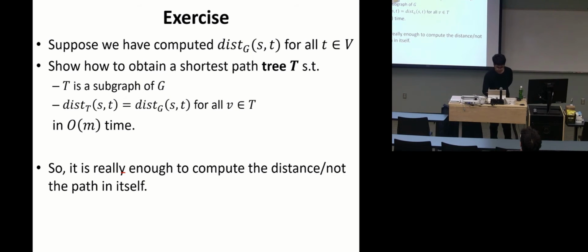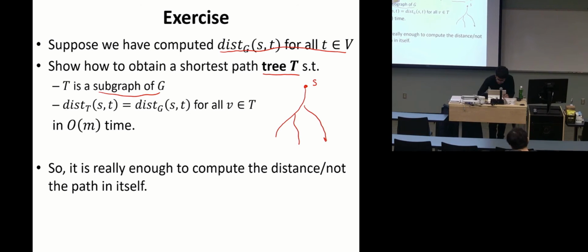Okay. You have computed the distance from S to every node. It's just a number for each node. How can you obtain the path itself? I claim that what you can do is obtain a shortest path tree. It's a tree rooted at S, and this tree is a subgraph of G. All the edges of the tree are edges from the graph G.